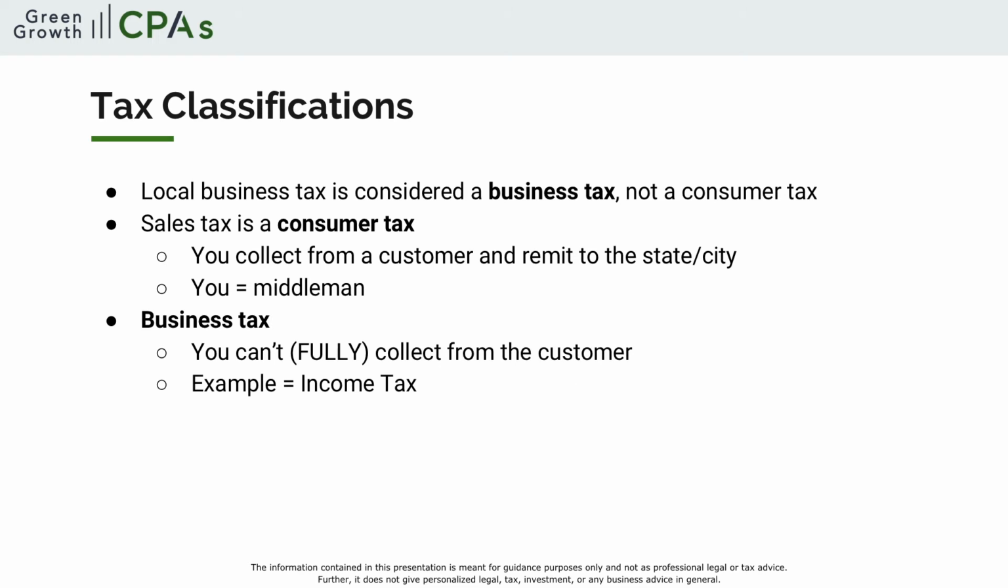So one reason why operators don't collect enough taxes from their customers is because they're not calculating their tax responsibility correctly. So let's start with the basic understanding of how taxes are classified in the state of California. Now, a local tax is considered a business tax and not a consumer tax. For example, a sales tax is a consumer's tax. It's a tax that you collect from the customer and then you remit it to the state of California or New York or whatever state you're actually in.